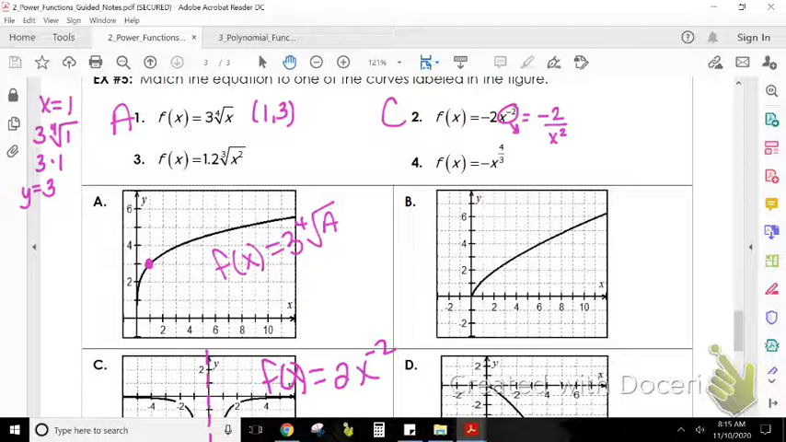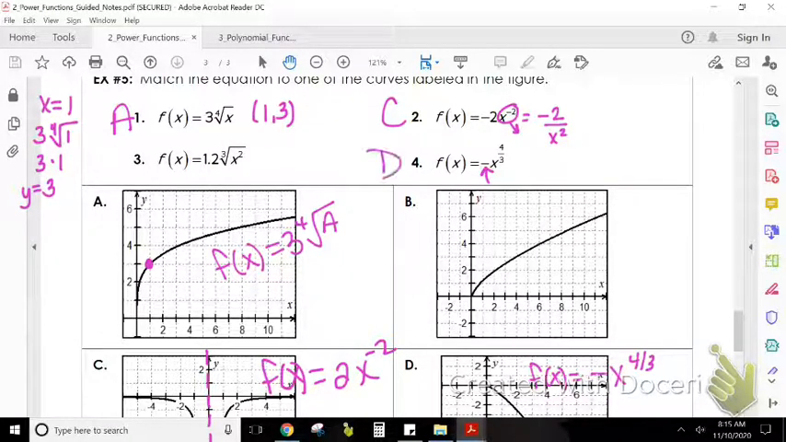All right, check out 3 or 4. Well, let's go to 4 because on 4 I see that negative. That negative tells me it's a reflection across the y-axis, so it's going to have to be D. Whoops. And so we get f of x equals negative x to the 4/3.